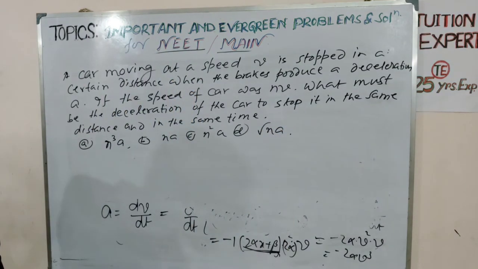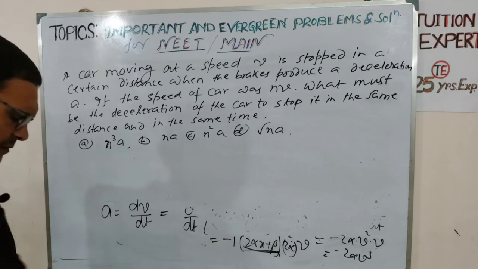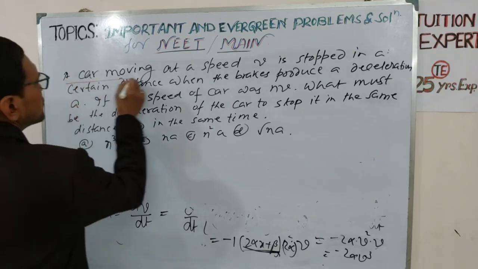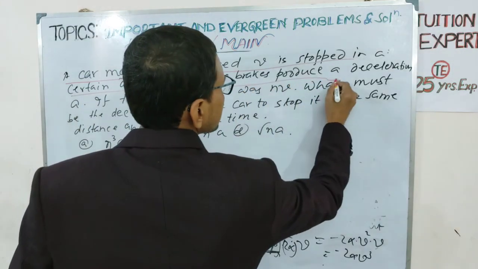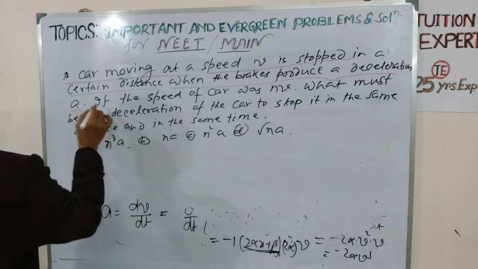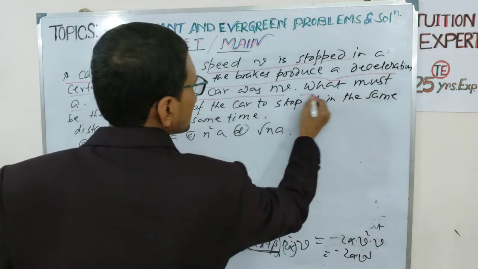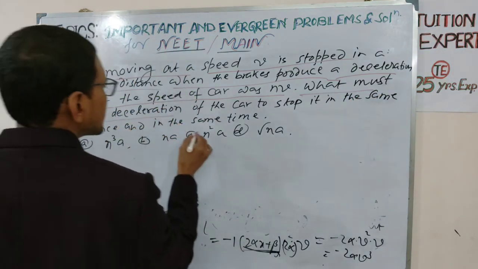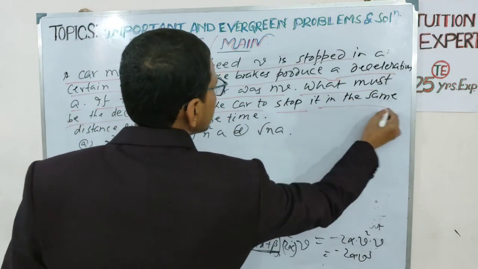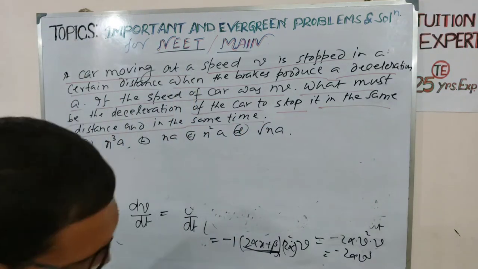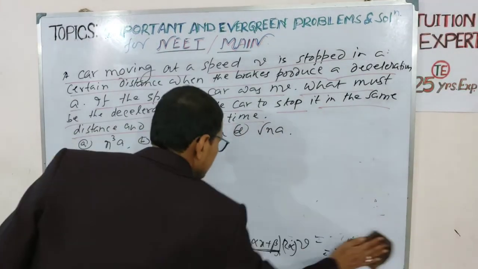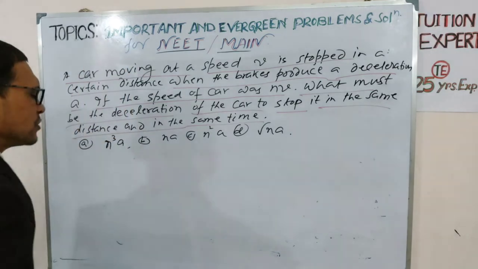I repeat the problem once again. A car moving at a speed v is stopped in a certain distance when the brakes produce a deceleration A. If the speed of the car was nv, what must be the deceleration of the car to stop it in the same distance and in the same time? Distance and time will be same.